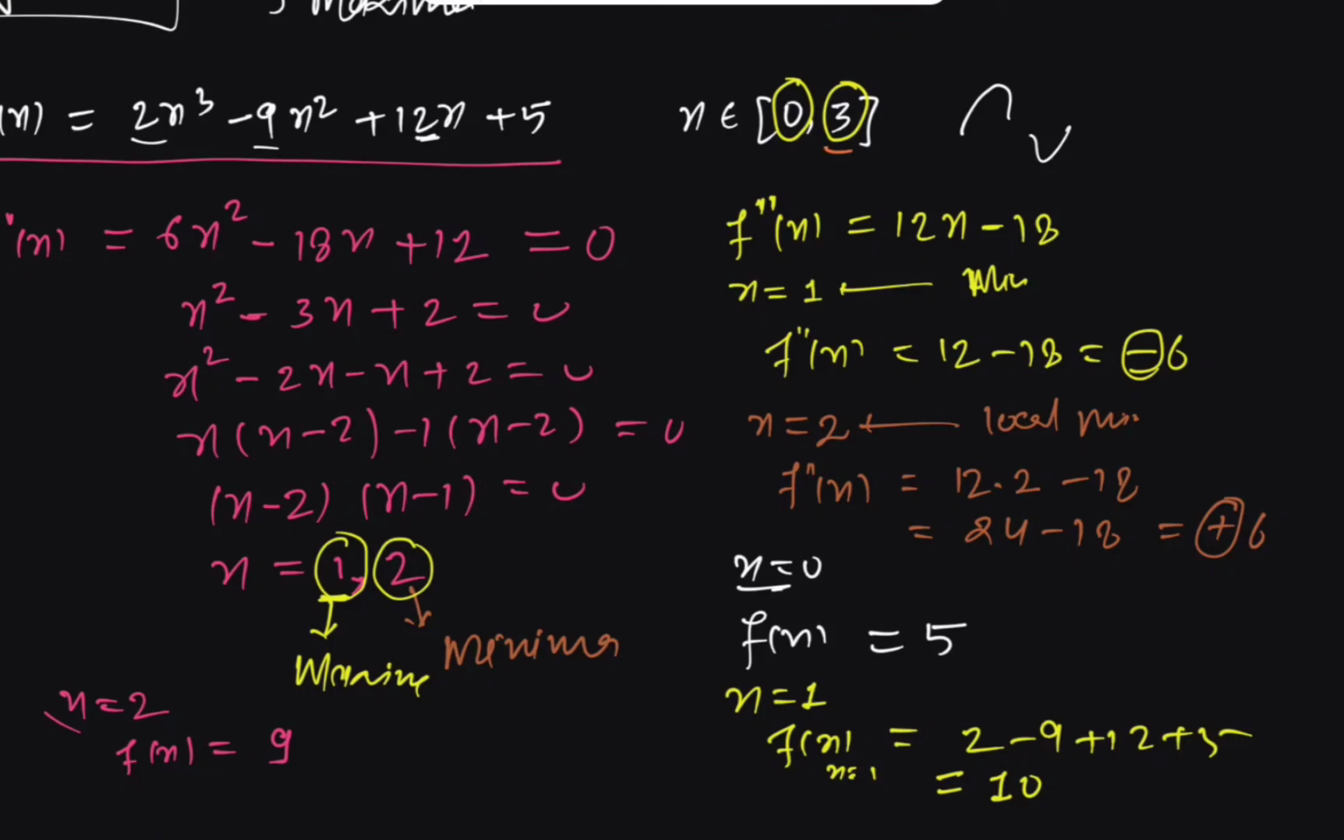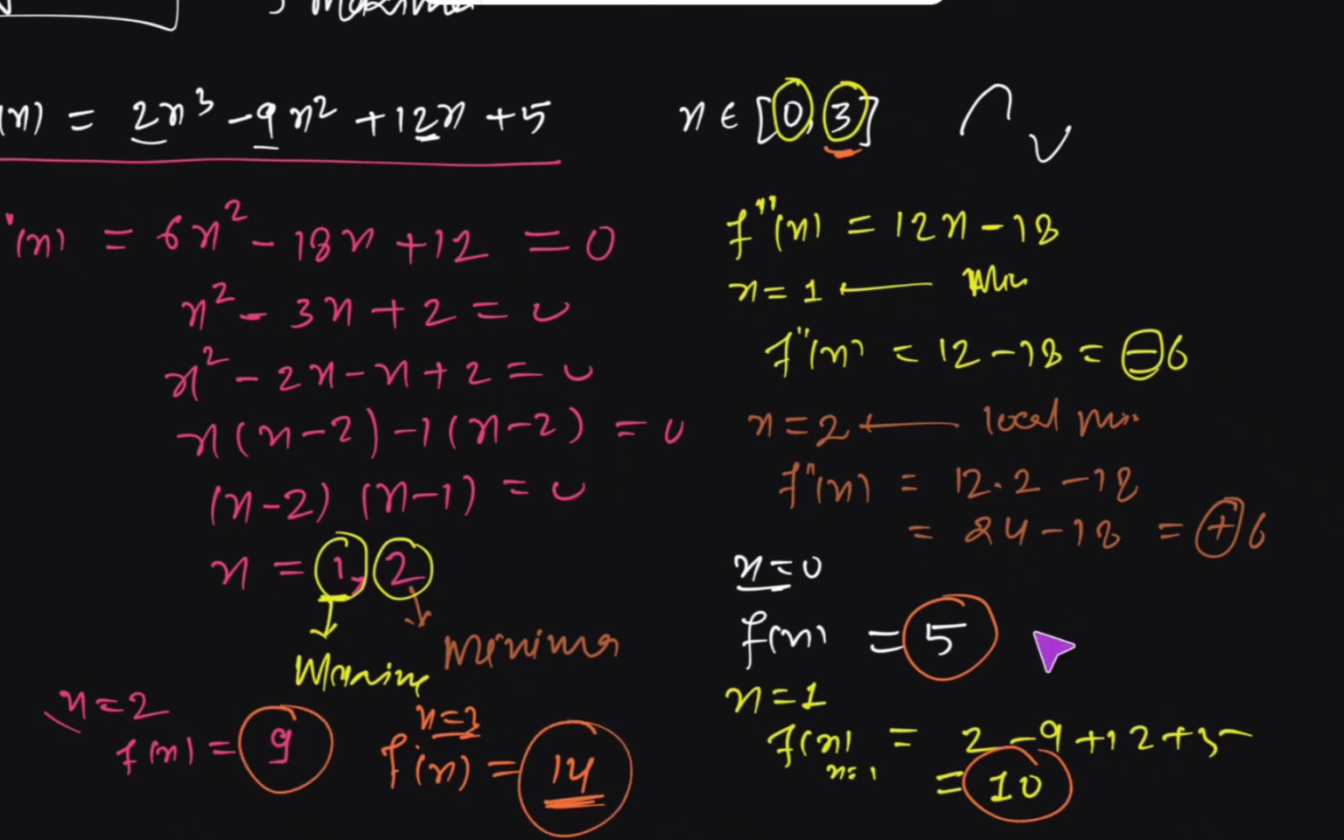And lastly, we also have to put x equals 3 in here. So for x equals 3, this function f(x) will be, just simply put x equals 3 here, and I'm just writing the answer. So this will give us 14. So here we can see that the 4 values are 5, 10, 9 and 14.